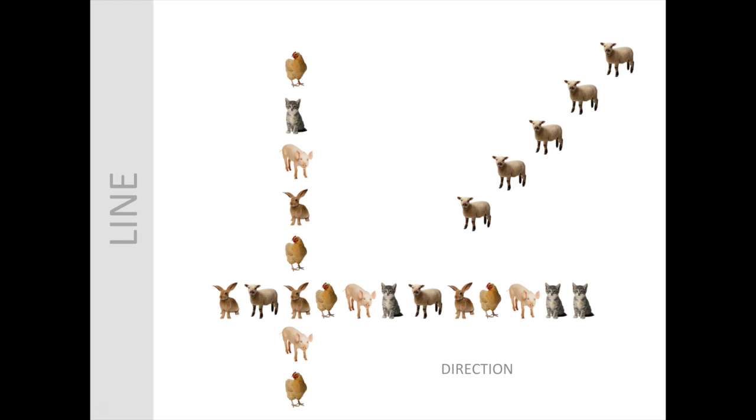Another thing that line does is that it structures an image so that you look at it a particular way. Lines are like arrows. They take us places. So they move our eye around the composition.